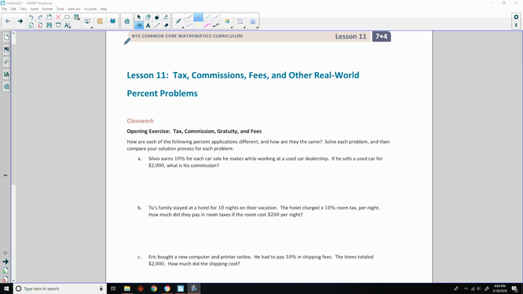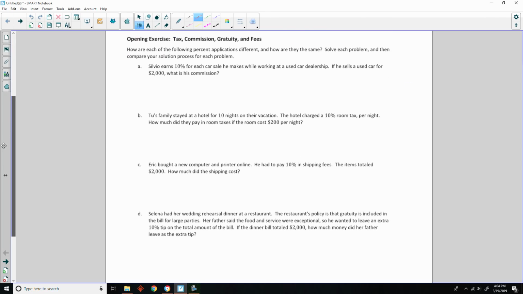This is Lesson 11. Tax, yuck. Commissions, fees, and other real-world problems. They're definitely problems. All right, classwork, open exercise, tax, commission, gratuity, and fees. How are each of the following percent applications different and how are they the same? Solve each problem and then compare your solution process for each problem.